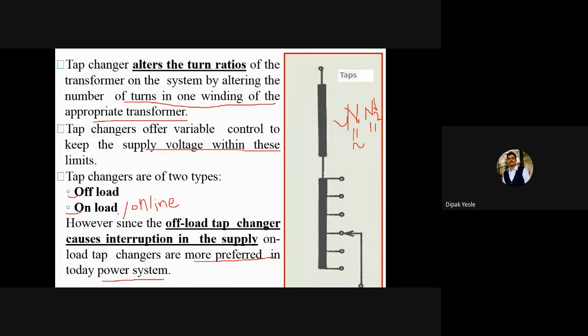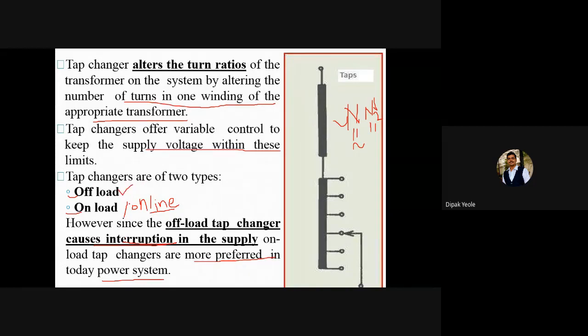तुम्हाला कळत असेल की ऑनलोड म्हणजे काय किंवा ऑनलाईन म्हणजे काय. चालू ऍप्लिकेशन मध्ये we have to change this particular tap, but in the case of offload we have to isolate the transformer and we have to change this particular tap. It means what? There can be an interruption possible. तुम्हाला तो ट्रान्सफॉर्मर हा आयसोलेट करावा लागेल सप्लाय पासून. You have to change the tap and you have to again restore that power transformer. So that is called an offload application of the tap changer.